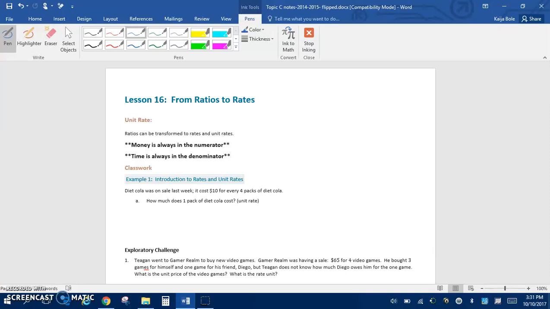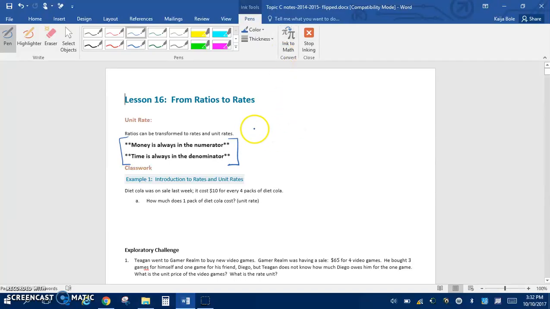Alright, so here we are on lesson 16, from ratios to rates. It's the first lesson of our new packet, so we should all be on page 1. The first thing we're going to talk about is called unit rate. It says that ratios can be transformed to rates and unit rates. Money is always in the numerator and time is always in the denominator. This is important. That's why it's emboldened with stars.